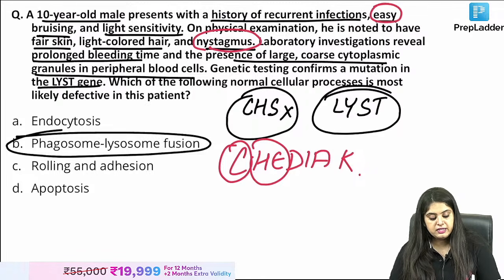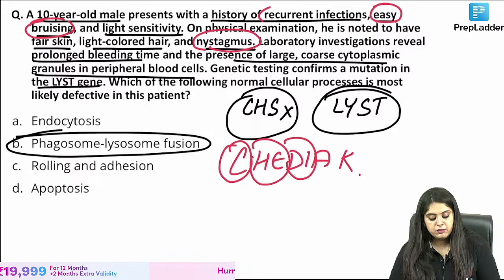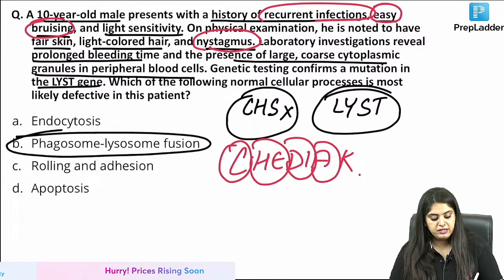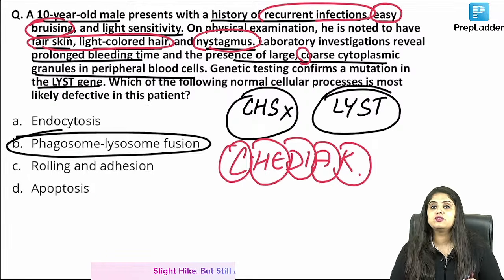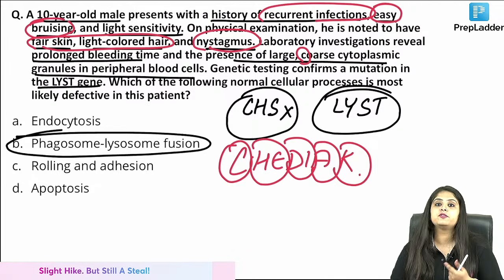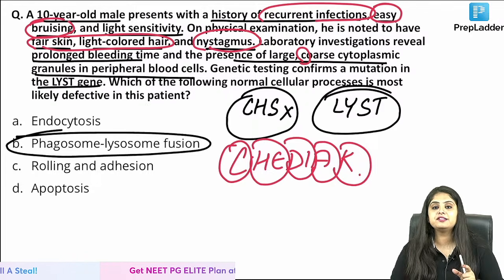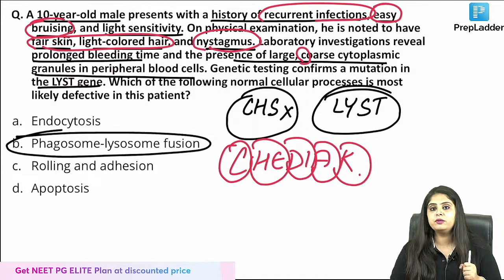Then easy bruisability. So there is hemorrhage, decreased immunity. There are a lot of infections, albinism because he has fair skin with light hair, and coarse granules which are mentioned over here. It's about how you pick it up from the question. The mnemonic will be written as it is. Language, of course, you have to do 2 plus 2 in the exam.